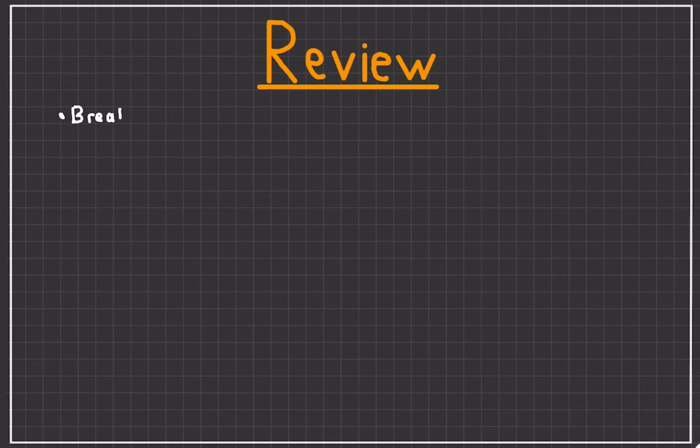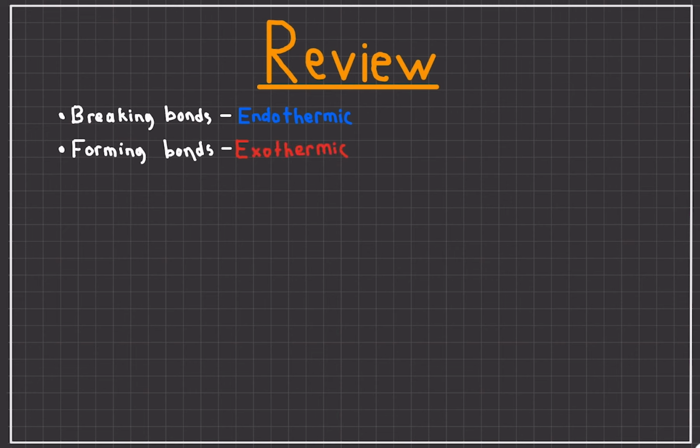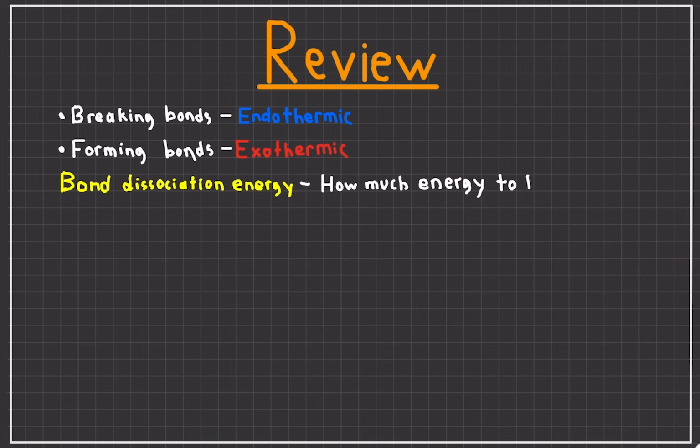Now let's review what we learned in this video. When a bond is broken, it absorbs energy from its surroundings, which makes it an endothermic process. When a bond is formed, it releases energy, making it an exothermic process. Bond dissociation energy is a measure of how much energy it takes to break a bond.